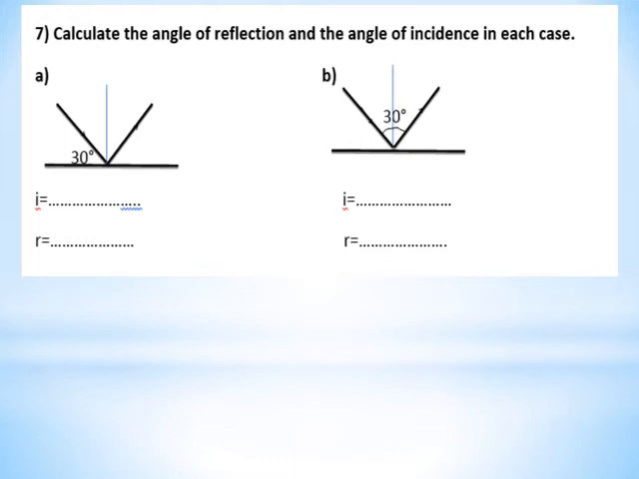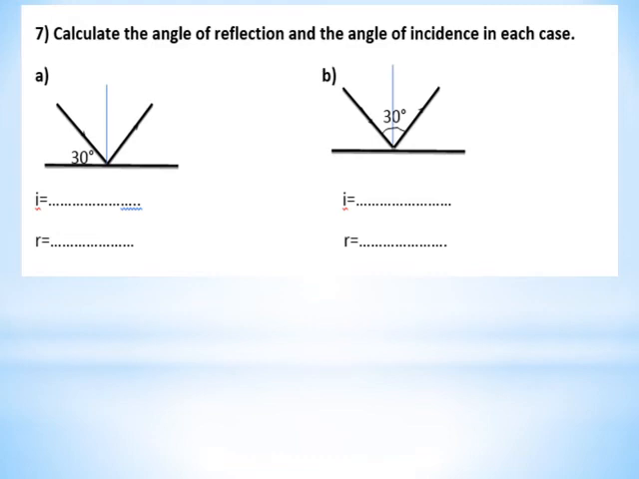So how can I calculate the angle of incidence? I know that the angle between the normal and the reflecting surface equals 90. How did I know it's 90? Because I said the normal is perpendicular on a reflecting surface, so it equals 90 degrees. Okay, so I can calculate the angle of incidence by 90 minus 30 equals 60 degrees. So in case A the angle of incidence equals 60 degrees.